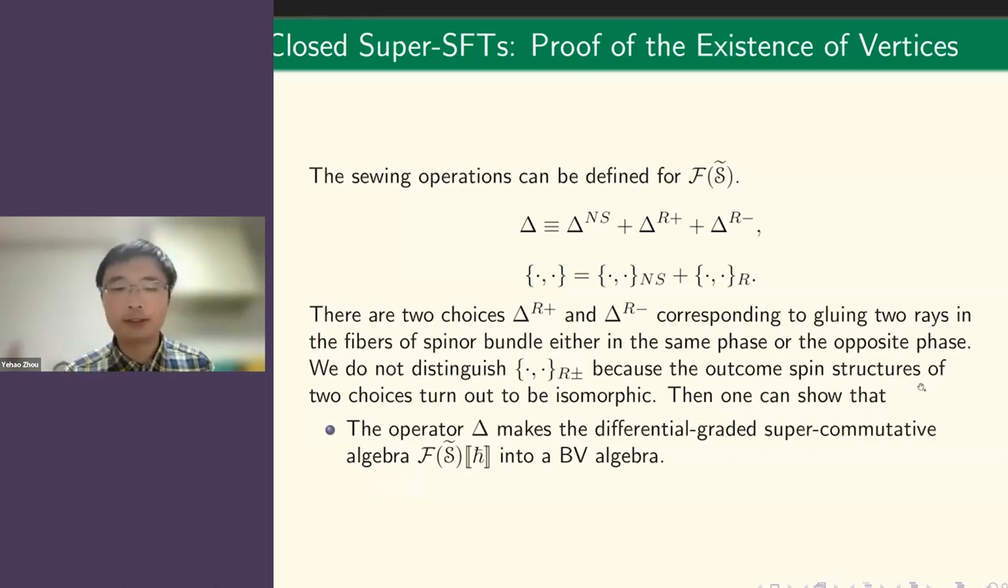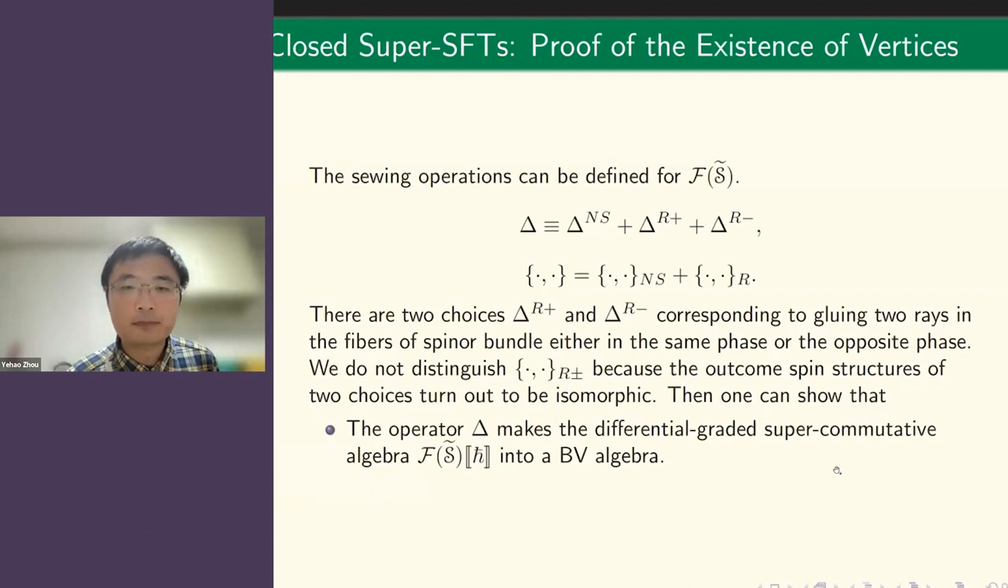And then one can show that this operator delta makes the differential graded supercommutative algebra, this is the chain complex that we just defined, into a BV algebra. We also formally adjoin the H bar.